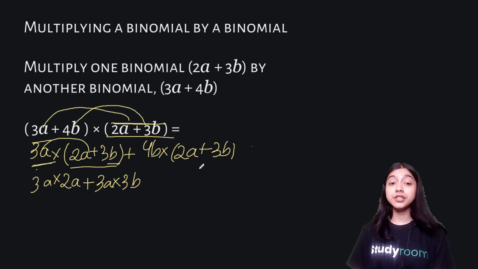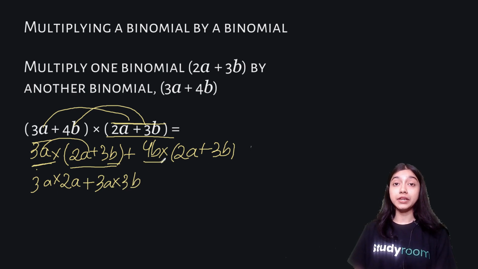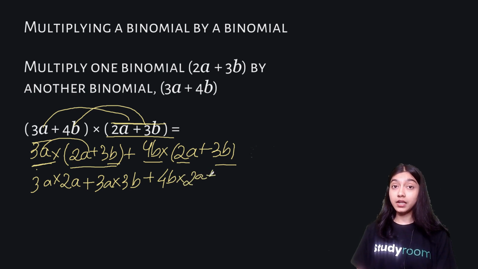Now moving on to the next part. Here we have 4b. We have to multiply 4b with each of these two terms. First we will multiply it with 2a and then we will multiply it with 3b. So first we will be multiplying 4b with 2 times a, and then we will multiply 4b with 3b. So we will write 4b multiplied by 3 times b.